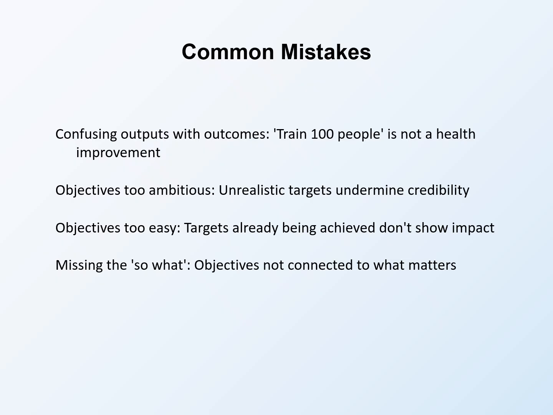Objectives too easy. If you set targets that will be achieved anyway without your program, you can't claim impact. The target should be meaningfully better than business as usual. And missing the so what: objectives that aren't connected to things that matter. Maybe you can measure it, but why should anyone care? Align objectives with community priorities.